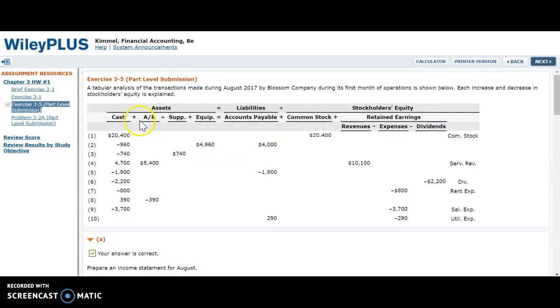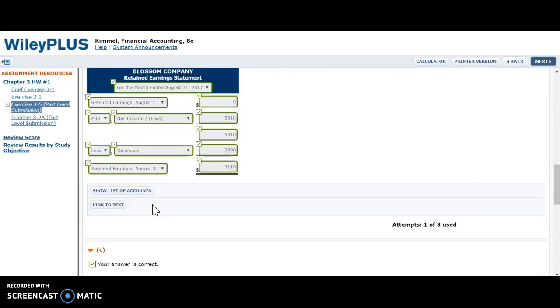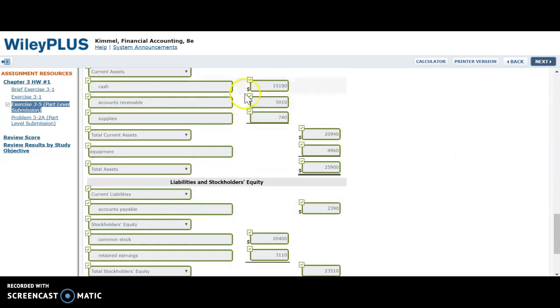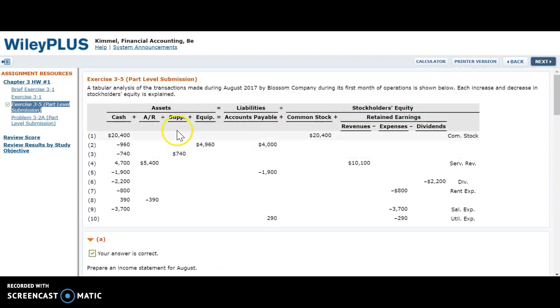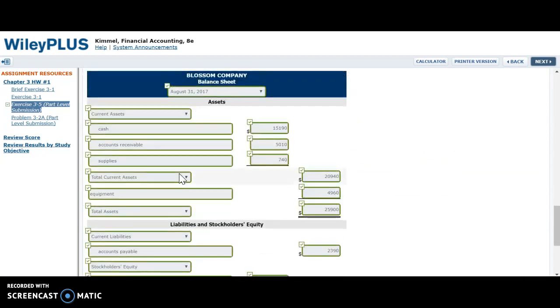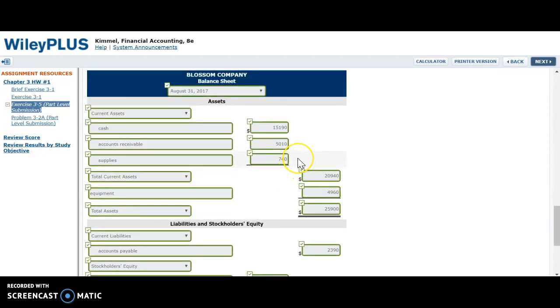Second is accounts receivable. Looking back at the top, that's this column here. A simple subtraction problem. $5,400, subtract $390 for a difference of $5,010. Third is supplies. Supplies is in this column here, $740. Plug that in, third line.